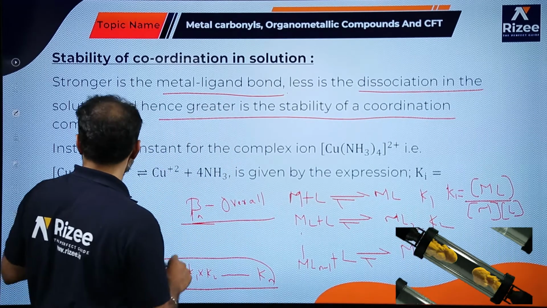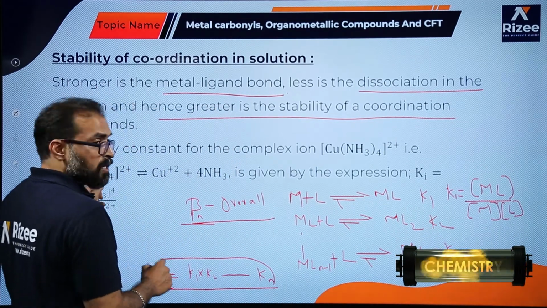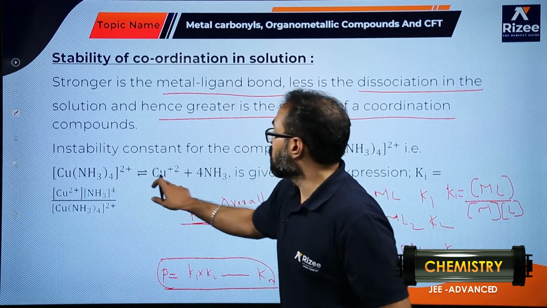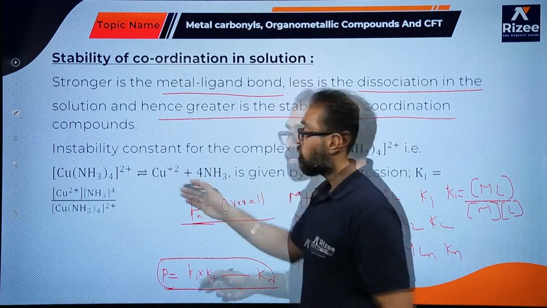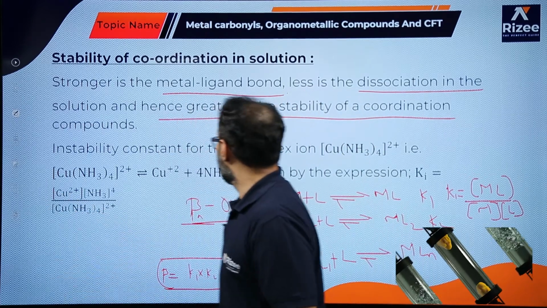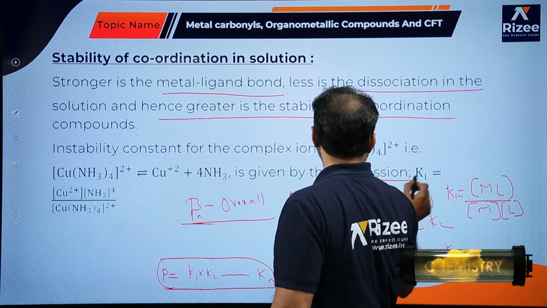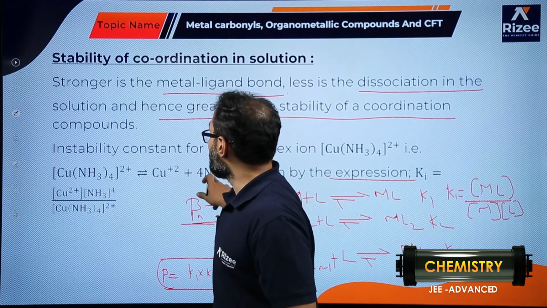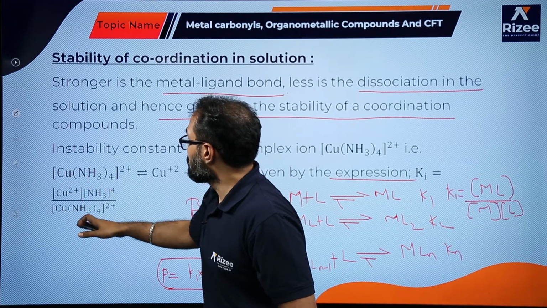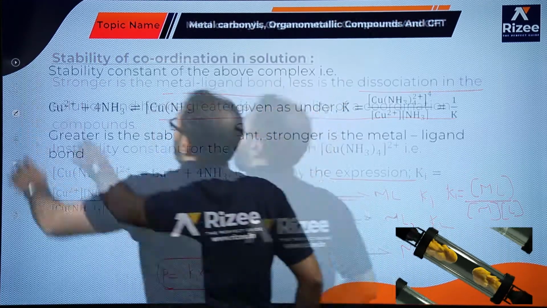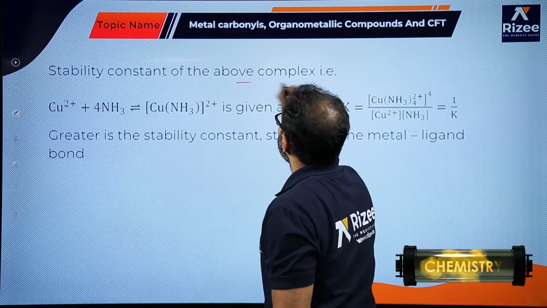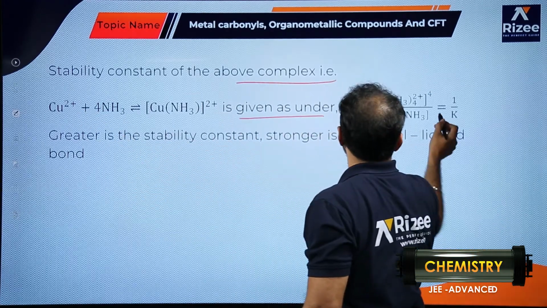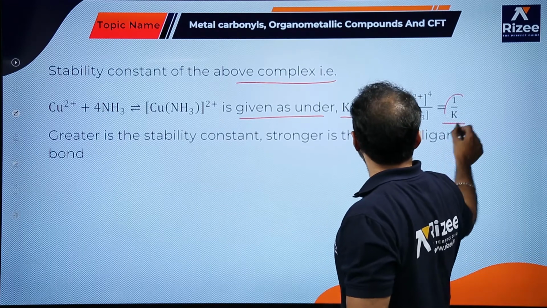See this. In this case, we are taking the dissociation of the tetraammine copper(II) complex. It gives Cu2+ and 4 moles of ammonia. For this, the constant is expressed as Ki is equal to the concentration of copper ion into the concentration of ammonia to the power 4, divided by the concentration of the complex. Now, the stability constant of the above complex, that is the copper complex which we studied, is given by K is equal to, okay, this is called the instability constant.